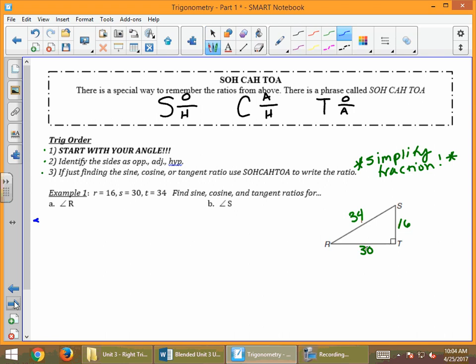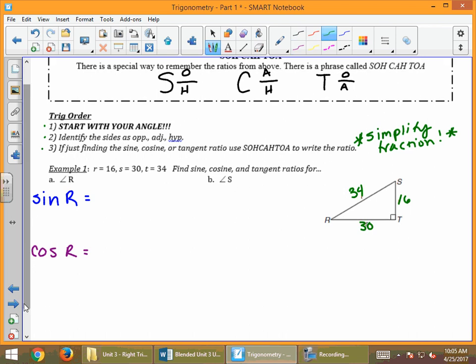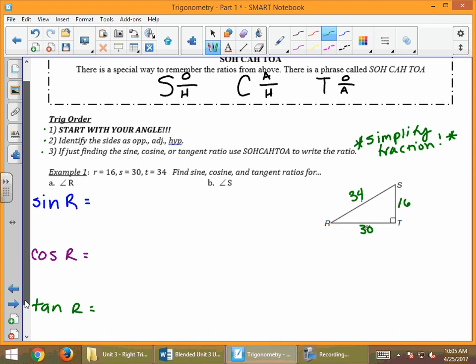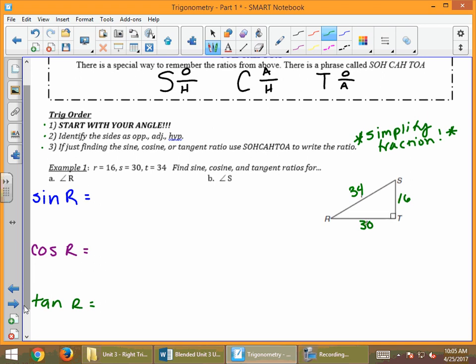So we're finding the sine, and we abbreviate sine. It looks like sin. That's how you abbreviate it, but it's actually pronounced sine. This is an abbreviation. So we're finding the sine of R. We're going to find the cosine of R. And we're going to find the tangent of R. All three ratios for that angle. So follow those steps above.